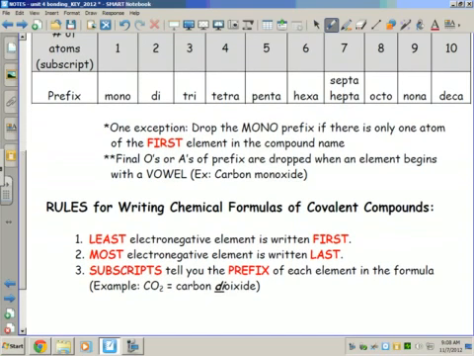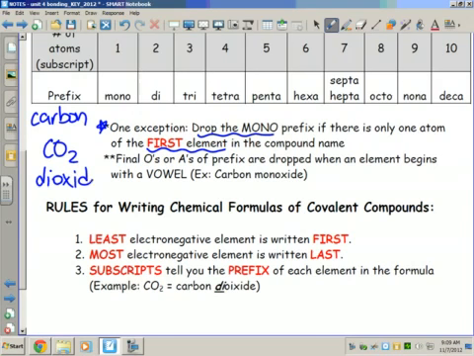There are a couple exceptions I want to get out of the way from the start. One is that we drop the mono prefix when there's only one of the first element in the compound. We have to say mono any other time, and if there's 2, 3, 4, 5, 6 of the first element, we need those prefixes. But when there's one of the first element, I'll give you a really common example, CO2, we don't put mono in front of the carbon. We call this carbon dioxide, not monocarbon dioxide. Okay?